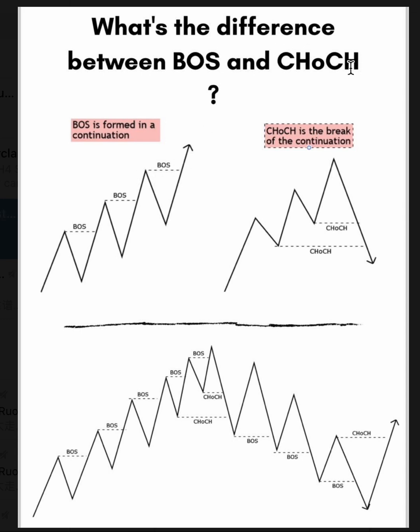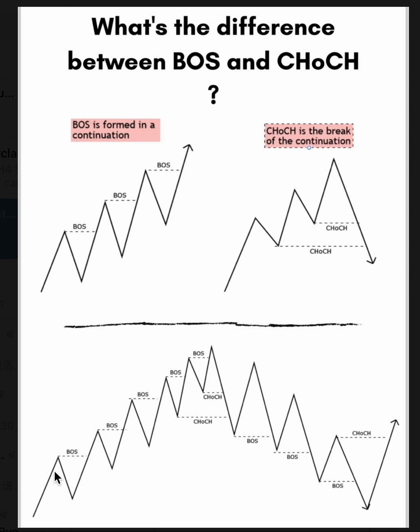And CHOCH stands for change of character. So this is a break of the continuation. When the previous swing low for the bullish scenario is broken, this is where the change of character happens. In the meantime, this is also what we call the change of direction. That means the uptrend is going to end and reverse to a downtrend.